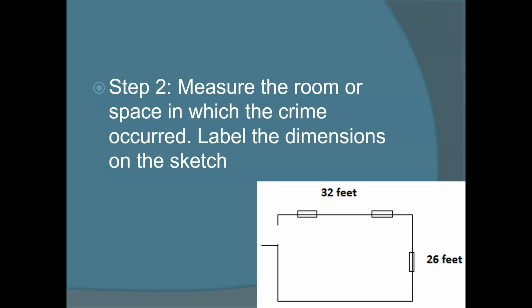For step 2, you're going to measure the room or space in which the crime occurred and label the dimensions on the sketch. So I measured my room and it was 32 feet by 26 feet. Now I didn't label the other sides because they were presumably the same, but if this room was not perfectly rectangular, I would have labeled them as well.